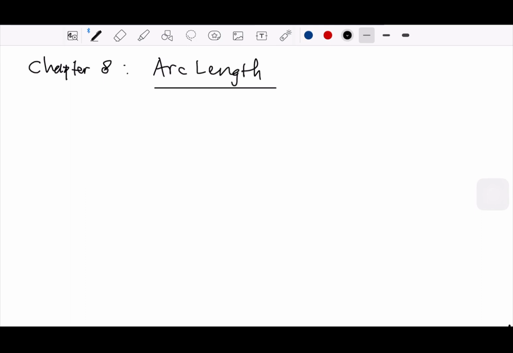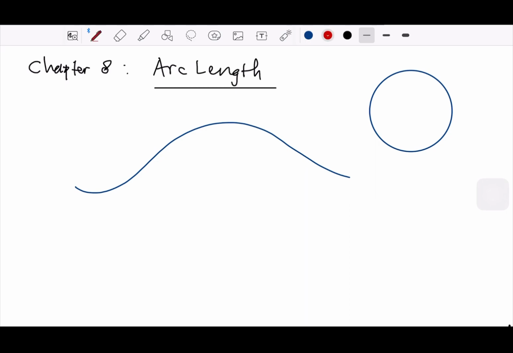Let me draw a random curve. Okay, let me just draw like that. Imagine that you have a curve, randomly, or maybe to make it easy, start with a circle. So see the circle and this random curve.